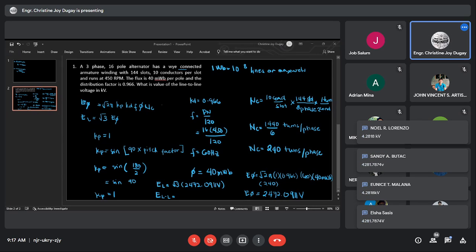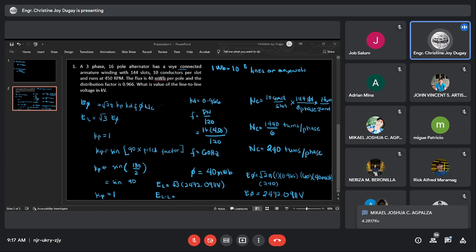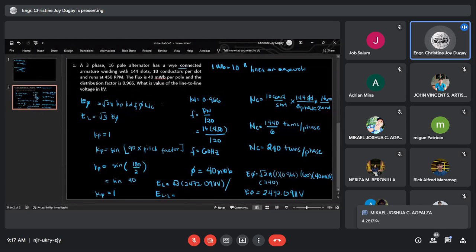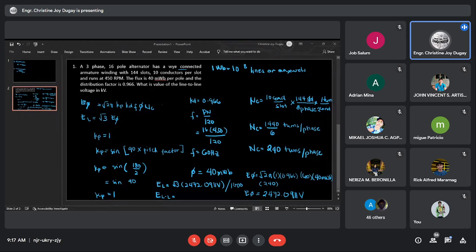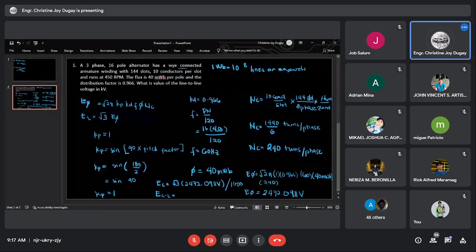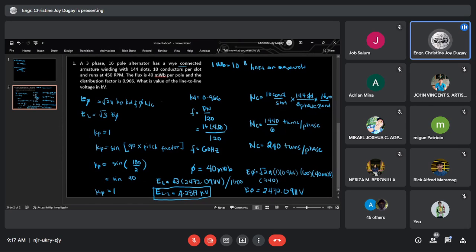Ayan. Since i-kV po natin yung tinatanong, no, divide nyo na lang siya ng 1,000. Divide nyo na yung makukuha nyo ng 1,000. This one. Divide 1,000. So that is equal to 4.2817 kV. So this is now the final answer, no? Naintindihan po ba?